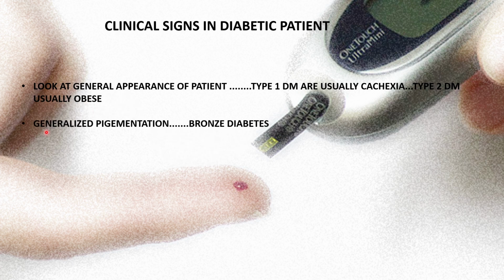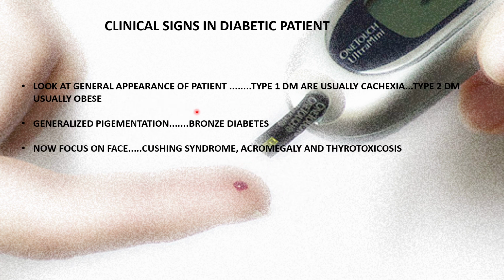Then we'll look at the pigmentation. If there is generalized pigmentation, keep in mind bronze diabetes, which occurs because of hemochromatosis. Now focus on the face. Cushing syndrome can cause diabetes. Acromegaly can cause diabetes, while thyrotoxicosis can also cause diabetes. So you can see from the face whether the patient is Cushingoid, acromegalic, or thyrotoxic.